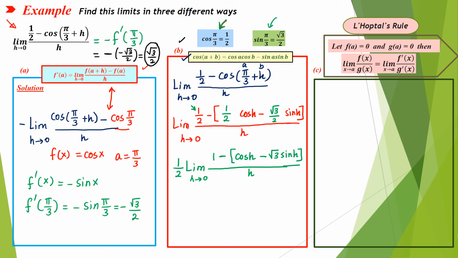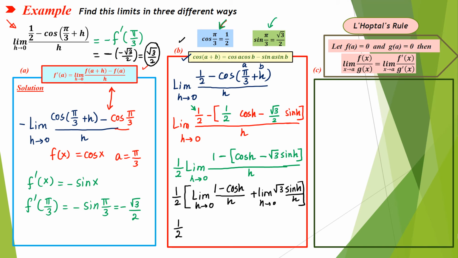Then we have 1 over 2 multiplied by the limit. Now we can separate the limit, so we have 1 minus cosine h divided by h when h goes to 0, then plus the limit of square root of 3 sine h divided by h when h goes to 0. And this equals 1 over 2.